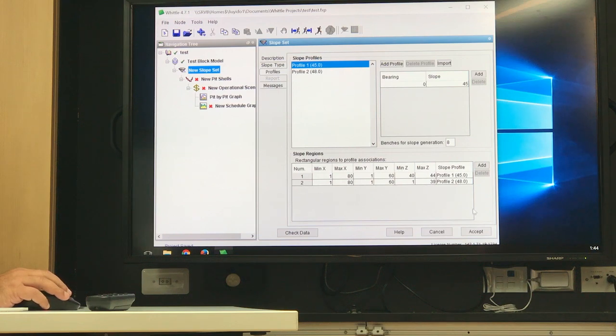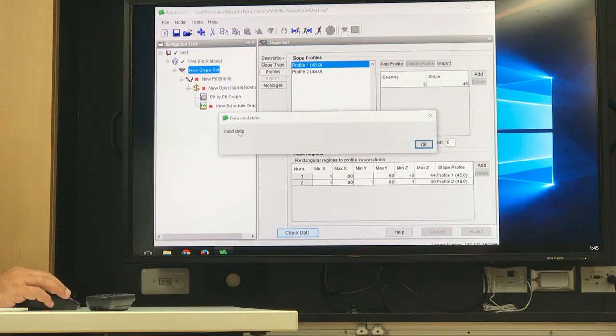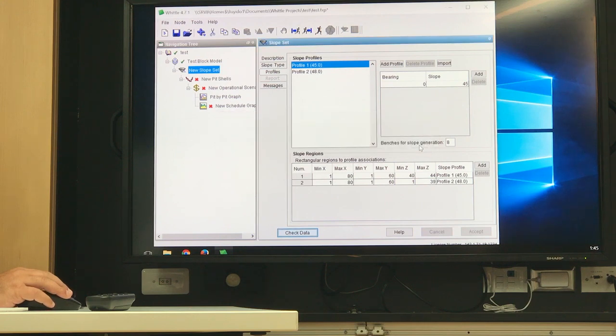We select here. Every time you enter the parameters, you click on accept, okay, and then you are allowed to run it. If you want to make sure that your numbers are correct, you could also check the data. It's going to look at the data, and valid data. So now you could start running it.